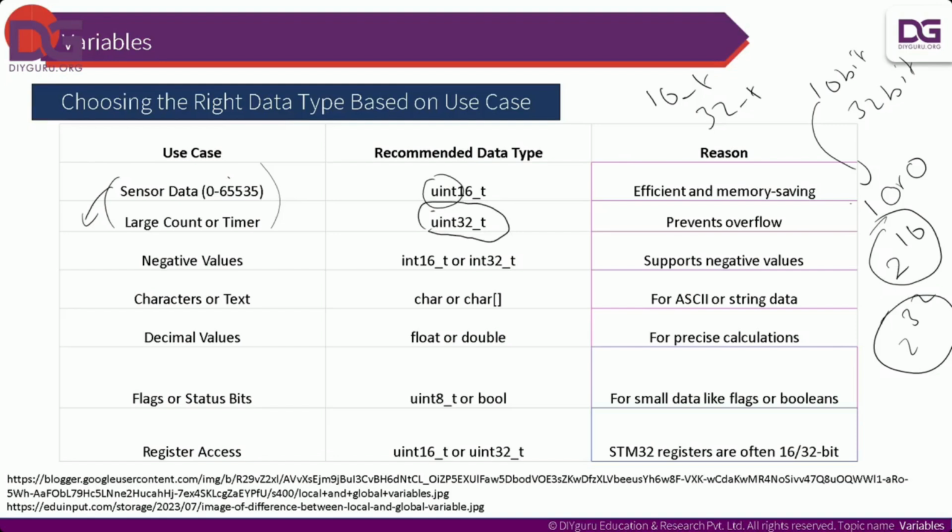Next, if you are having negative values, you can use int16_t or int32_t. For characters you can use char. For decimals we have float and double. For flags we can use an 8-bit uint or boolean. Then for register access we need to use registers. Register means the memory inside, right? So to access that you need to use the bit.